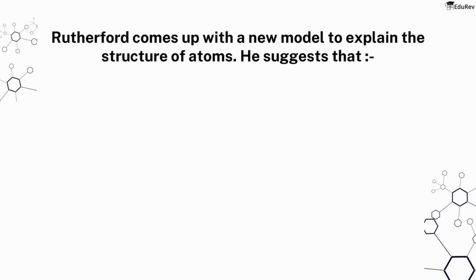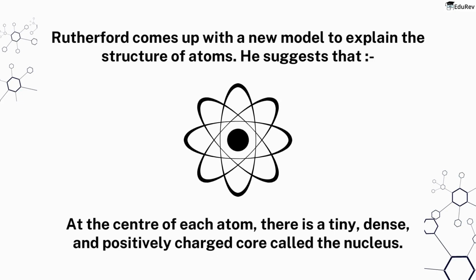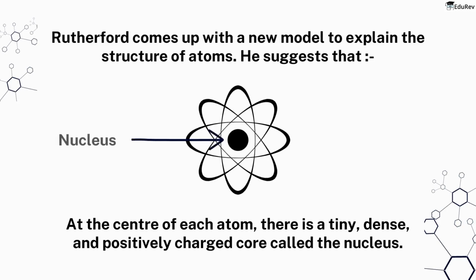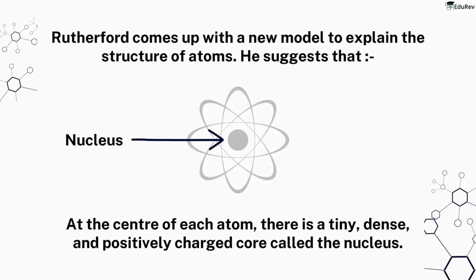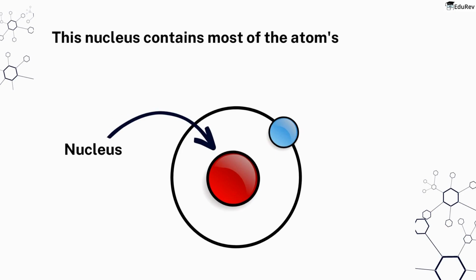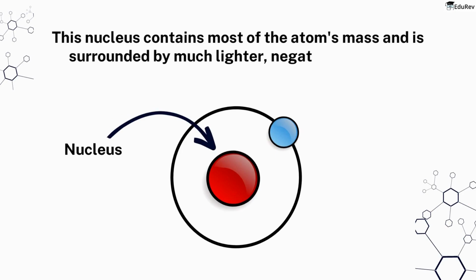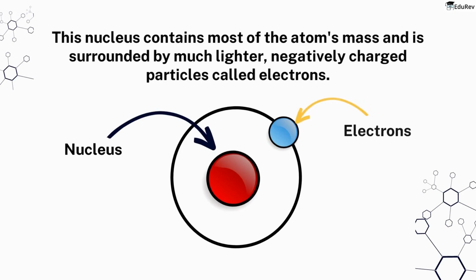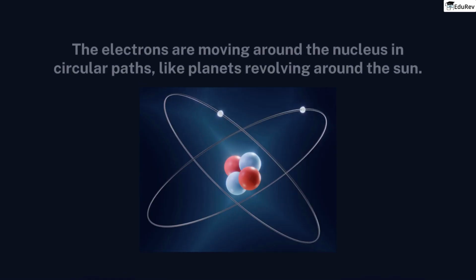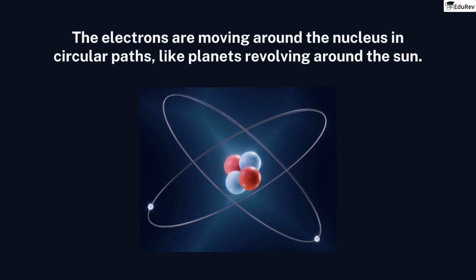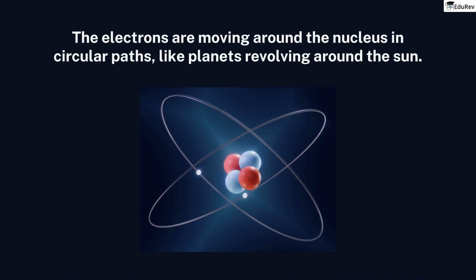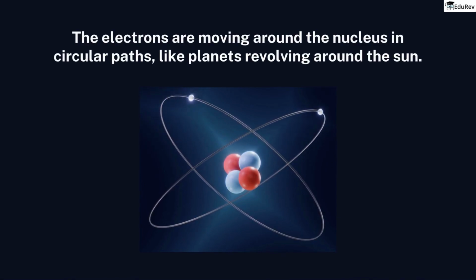He suggests that at the center of each atom, there is a tiny, dense, and positively charged core called the nucleus. This nucleus contains most of the atom's mass and is surrounded by much lighter, negatively charged particles called electrons. The electrons are moving around the nucleus in circular paths, like planets revolving around the sun.